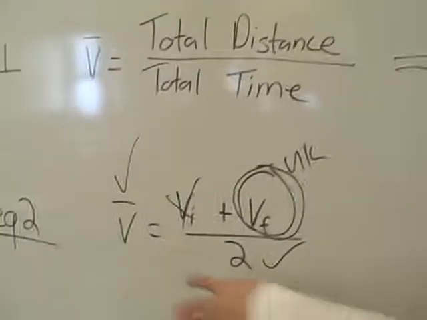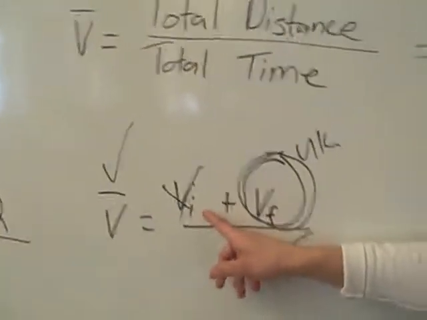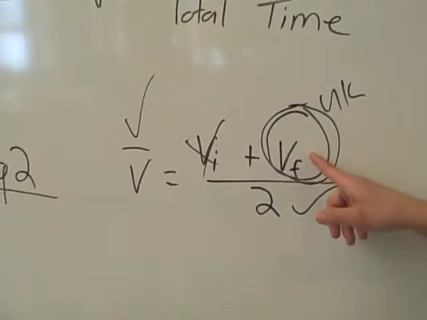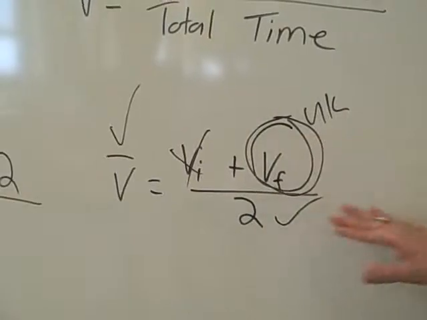Once you find that, you plug it into here. The initial velocity is 0, and the final velocity is unknown. You do the math, and then you'll get the final velocity.